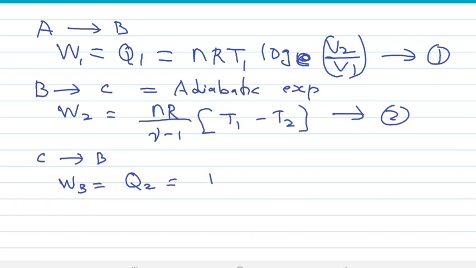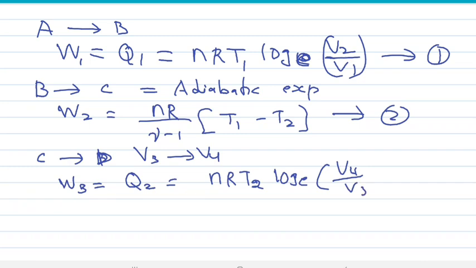Next, C to D, work done is given by W3, which is equal to heat rejected Q2, is equal to nRT2 log to the base e. The volume is changing from V3 to V4, so C to D here. Volume is changing from V3 to V4. Therefore, final volume is V4, initial volume is V3.